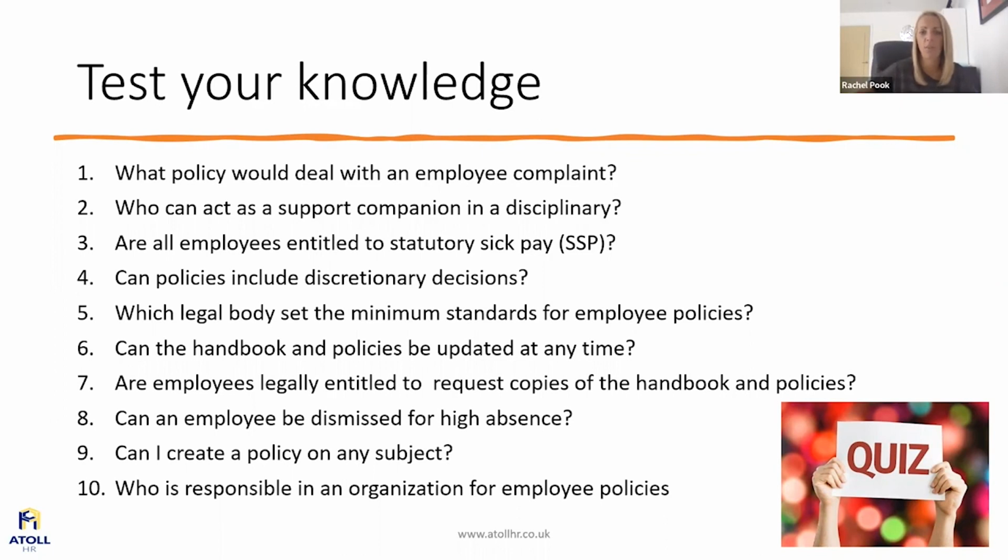Who can act as a support companion in a disciplinary? Another colleague, correct. Another employee or union rep, correct. If you are under the age of 18, it could be a parent. It cannot be a friend. We've had someone who's a friend, who's a lawyer, who's a solicitor, who can't do any of those things at all.